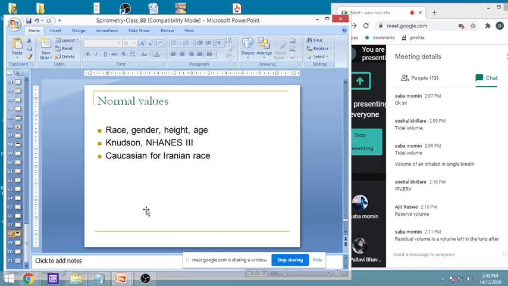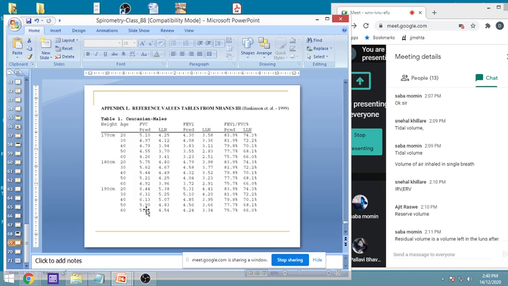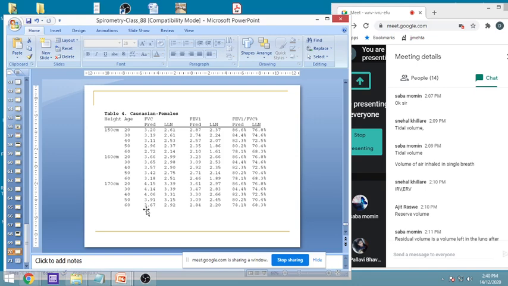Then next is race, gender, height, age, etc. These are all examples. For the Caucasian or Iranian race, you have to take the volumes. So these are various reference values which are available from the data. Height, age, what should be the FVC, what should be the FEV1, and all this data you will get. These are ready-made charts for different ethnic groups, available for males and for females.